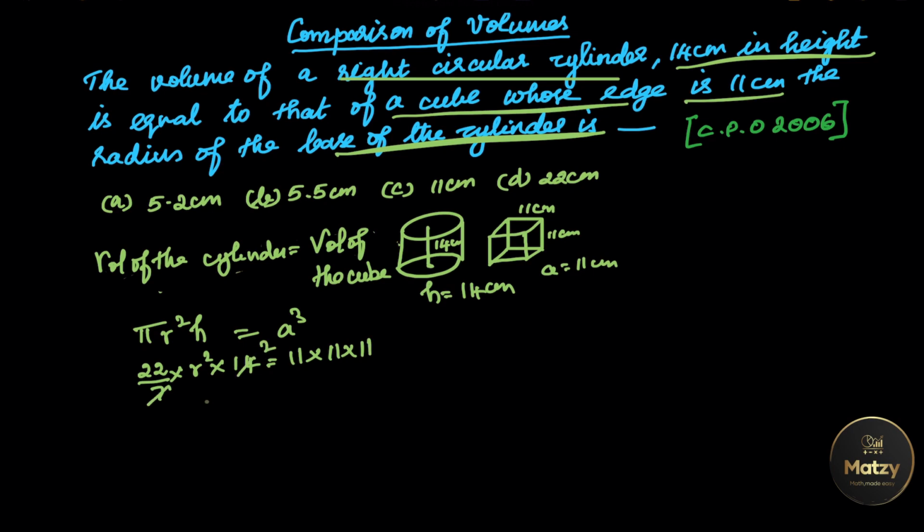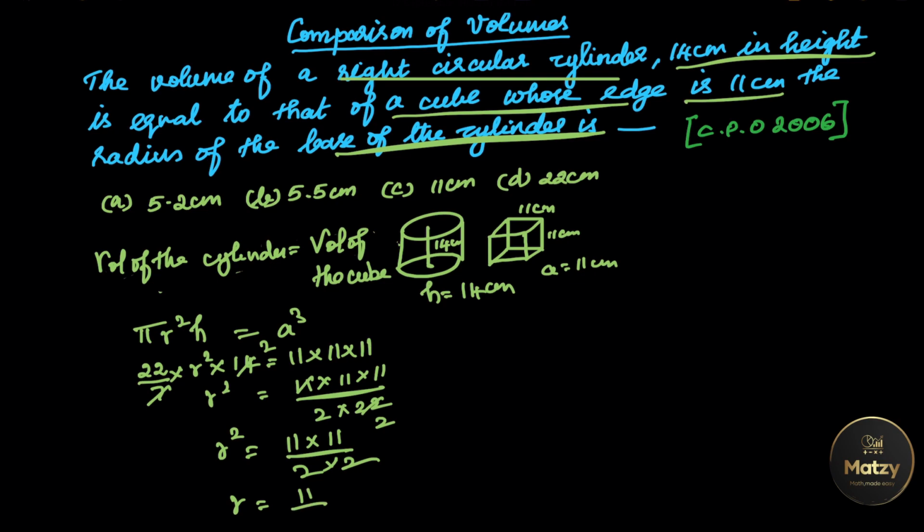Now 2 times. Now r square is equal to 11 into 11 into 11 divided by 2 into 22. Okay, here it's going 2 times. So r square is equal to 11 into 11 by 2 into 2. So r is equal to 11 by 2 centimeter.